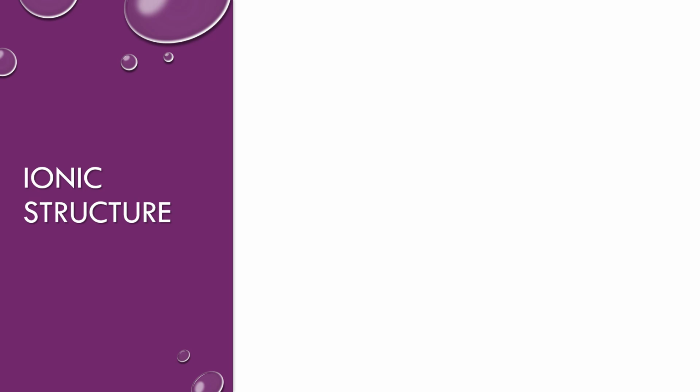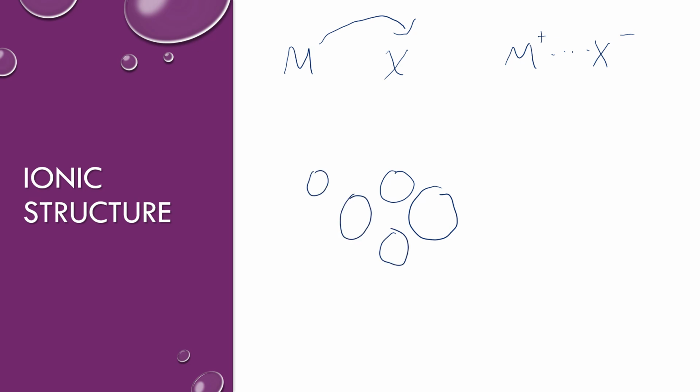So let's just talk about some general things with ionic structure. Typically you're going to have a metal and a nonmetal. Let's use X for nonmetals instead of N. What's going to happen is the metal is going to transfer an electron to the nonmetal. So you'll be left with a positively charged metal and a negatively charged nonmetal, and they attract each other because of those opposite charges. And you wind up with this structure that is alternating between positive and negative ions. The metals are positive and the nonmetals are negative, like this.